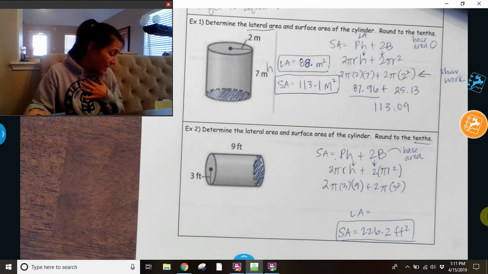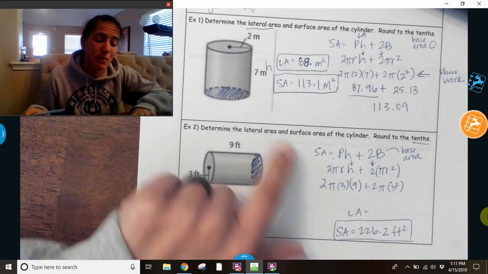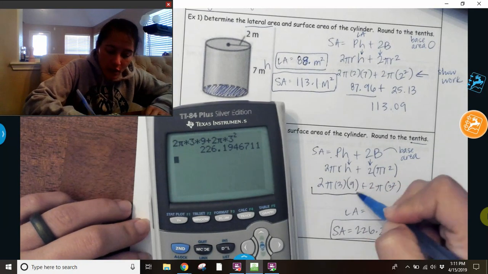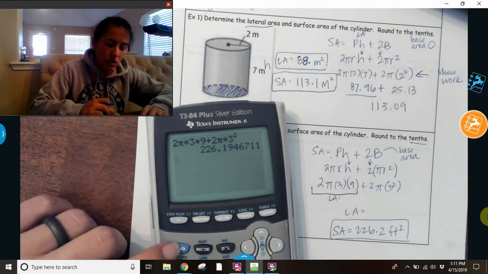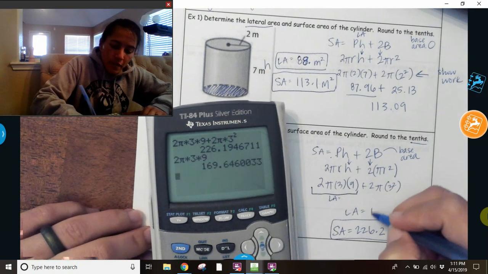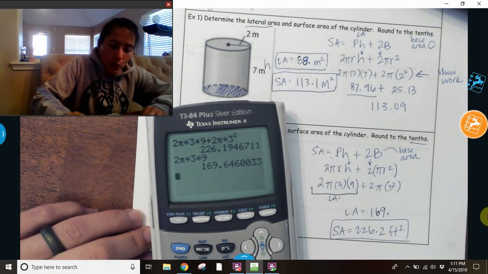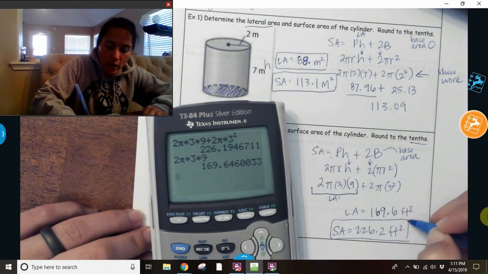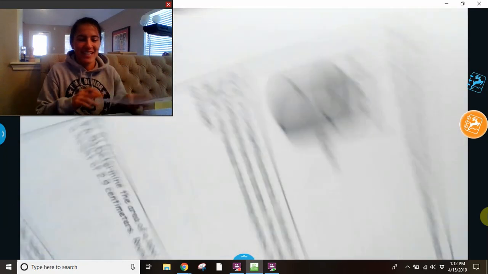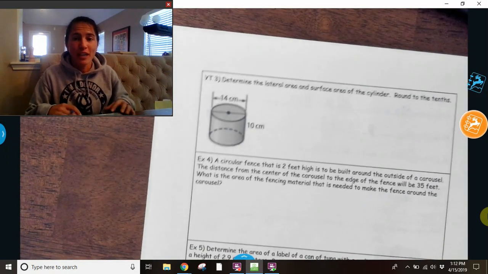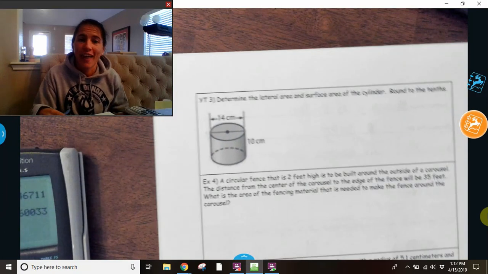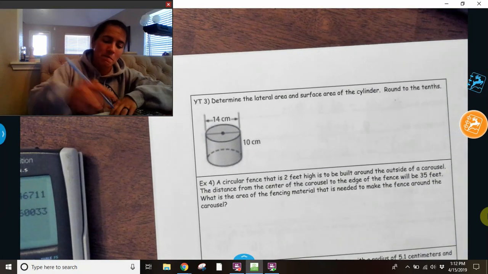And that gives me my total surface area, but it doesn't give me my lateral area. So to find the lateral area, I just need to type in this first part. This is the lateral area. So 2 pi times 3 times 9 is 169.6 feet squared. All right, so you try example 3. Pause the video, you try example 3, and then press play when you're ready to see it.